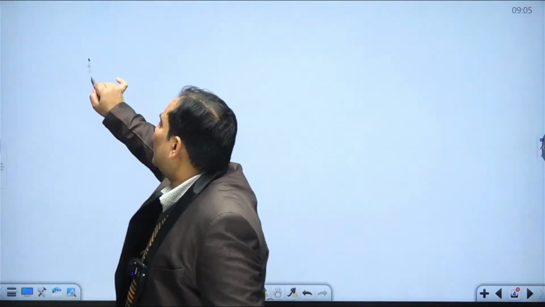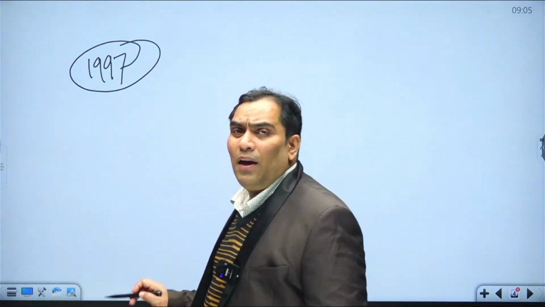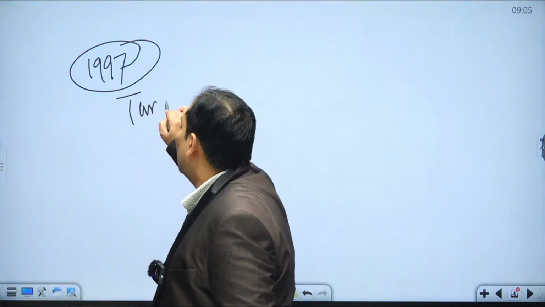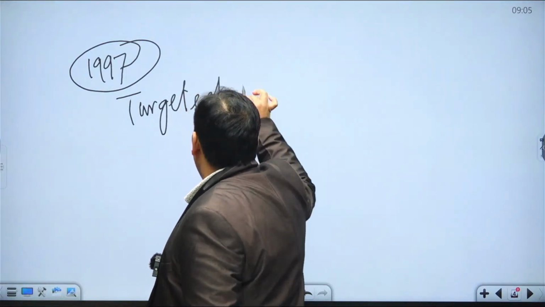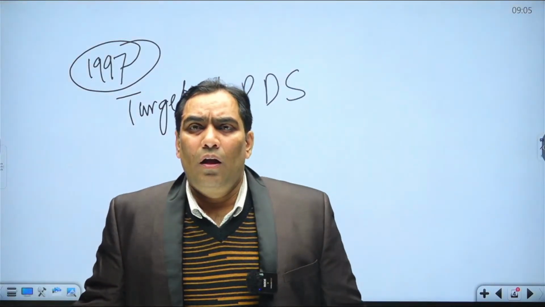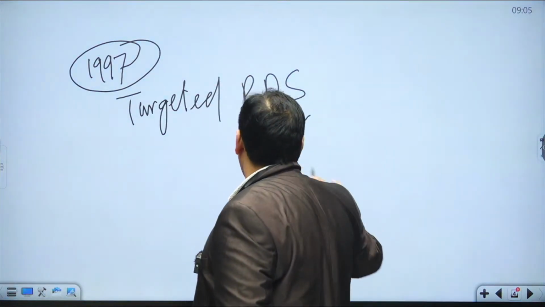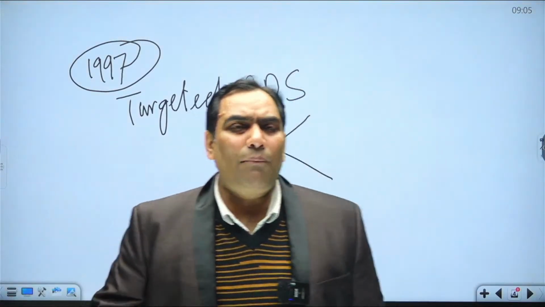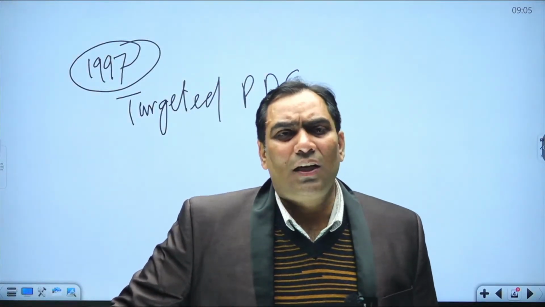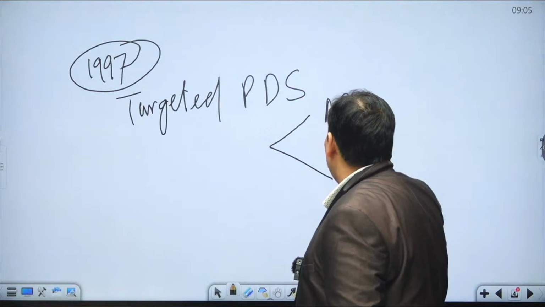So we are going to discuss what was the scenario. We were running this PDS system. Please be very clear: in 1997, we made a reform in the PDS system that is known as targeted PDS system. Targeted PDS. What is targeted PDS? Under this targeted PDS, we divided the population of the beneficiaries, the citizens, under two categories. One is APL, the other is BPL.